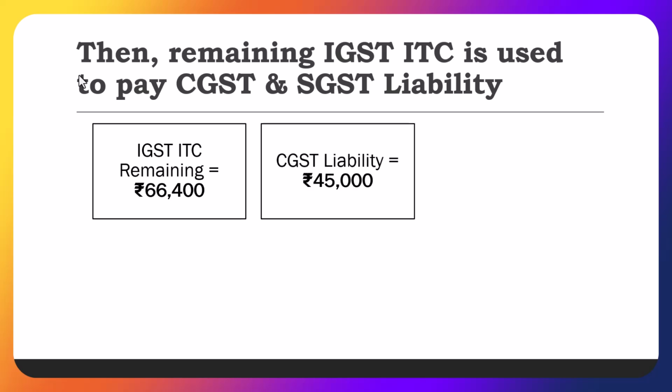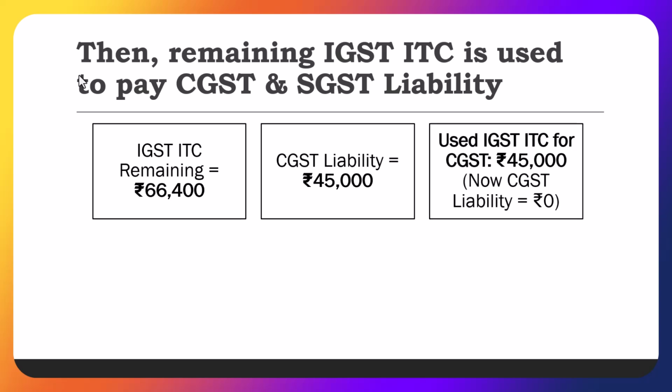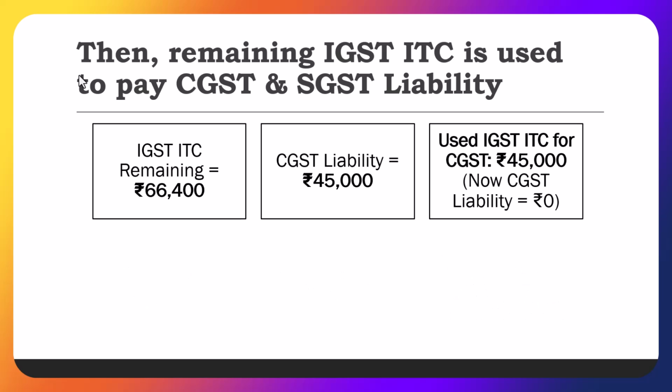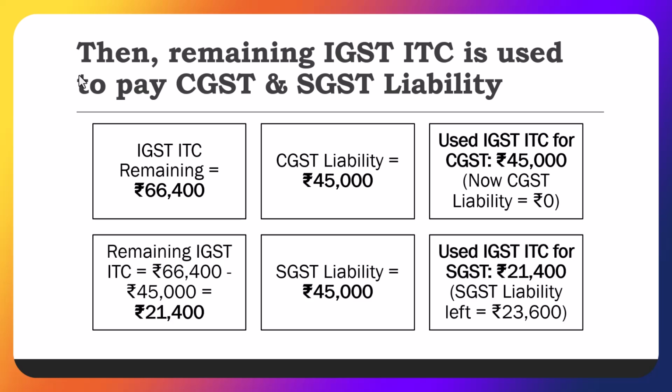IGST ITC remaining is 66,400. CGST liability is 45,000, and used IGST ITC for CGST is 45,000. Remaining IGST ITC is 66,400 minus 45,000, which is equal to 21,400. SGST liability is equal to 45,000, and used IGST ITC for SGST is 21,400.